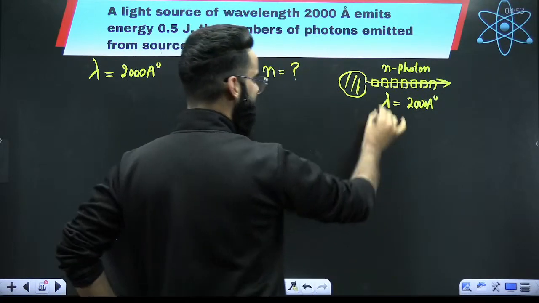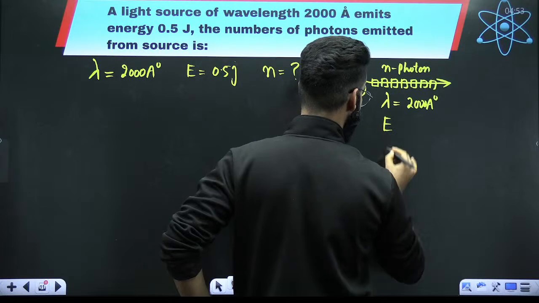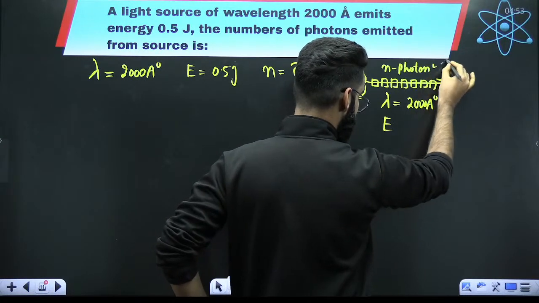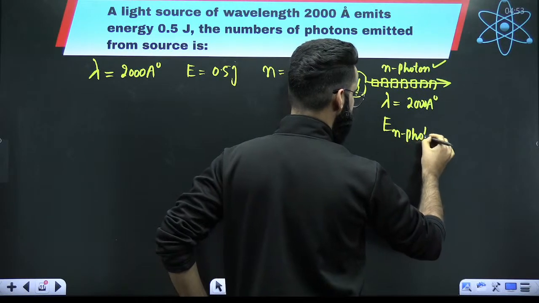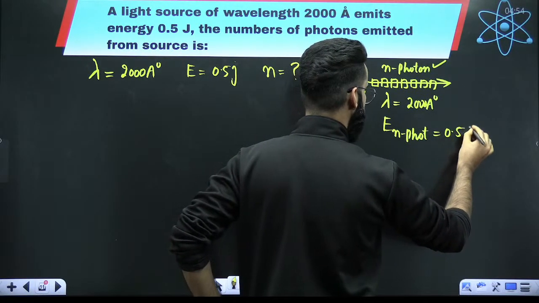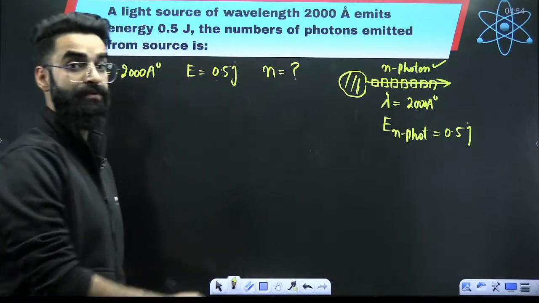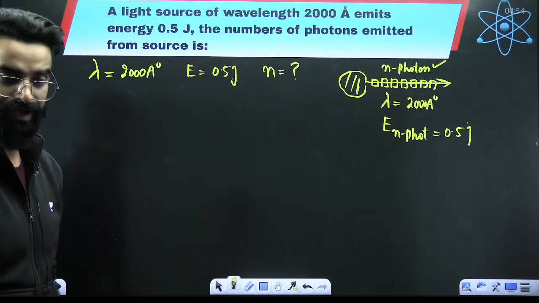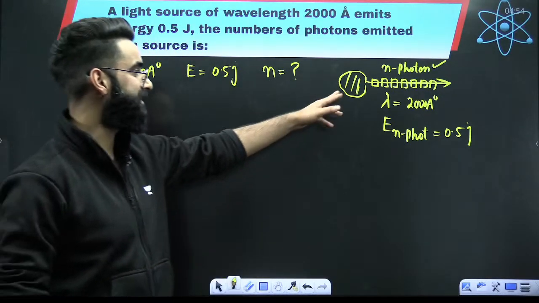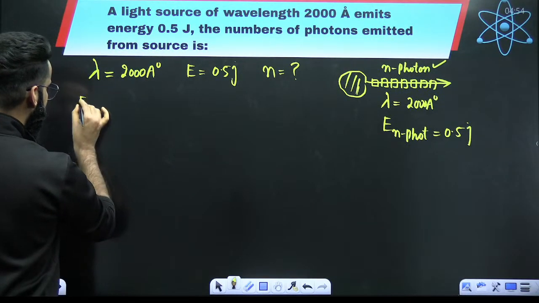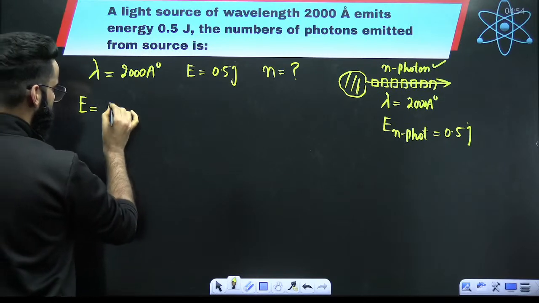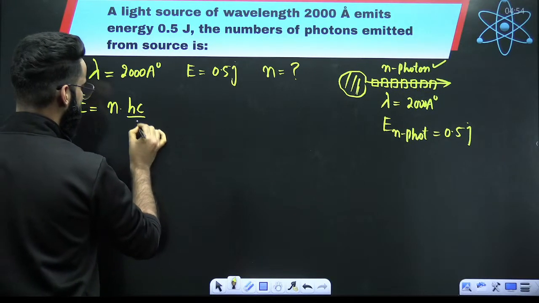Perfect. At the same time, energy possessed by this particular radiation, it's made up of n photons. So I'll say energy possessed by n photons is equal to how much? It is equal to 0.5 joules. We have to see exactly how many photons are emitted by this particular source. How do you exactly do it? You know, energy possessed by n photons is equal to n times hc divided by lambda.